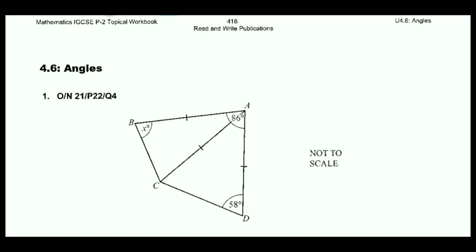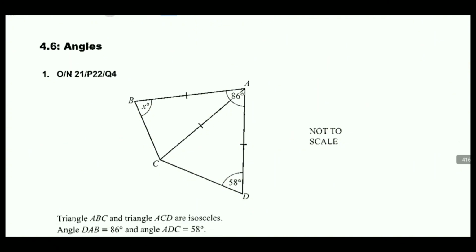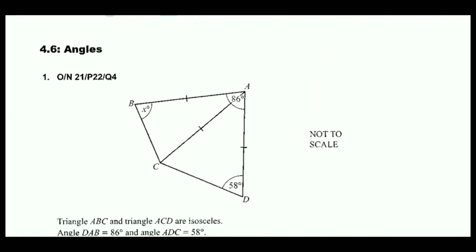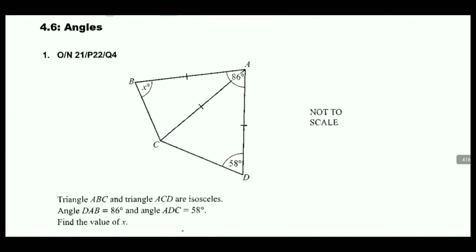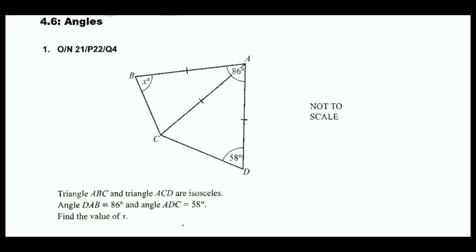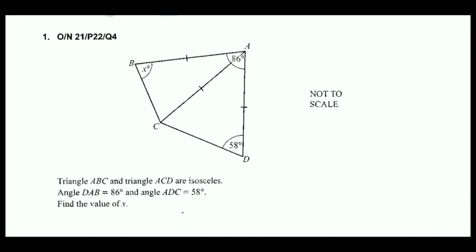Now we will do some past paper questions of angles. You can see this question is of October/November 21, P22. Triangle ABC and triangle ACD are isosceles. Angle DAB is equal to 86 and angle ADC is equal to 58. Find the value of X. So how to solve it? You can see ACD is an isosceles triangle. So if this is 58, this angle will also be 58.